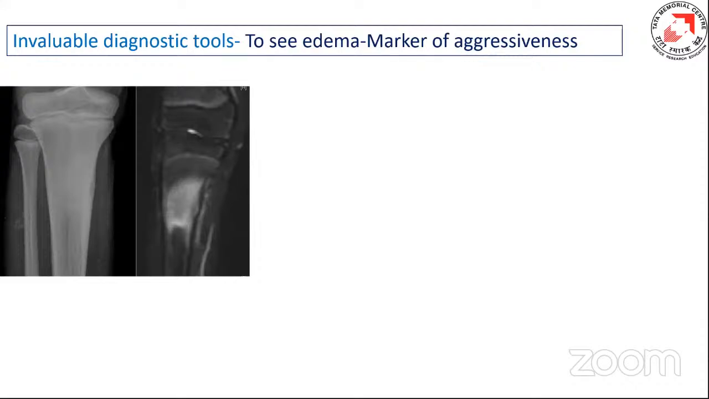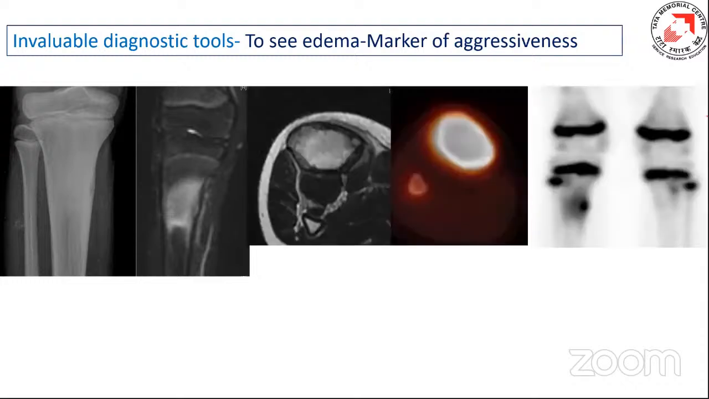So you will see there is a lucent nidus here and then there is surrounding sclerosis. The moment you do MR, you can find out there is an exponential amount of edema. So all lesions which are having edema will require some kind of intervention to relieve the pain. Next slide, please. So this is a classical case of osteoid osteoma. You can look for the cortical-based nidus in this X-ray, and these lesions are typically very active on PET as well. Next slide, please.